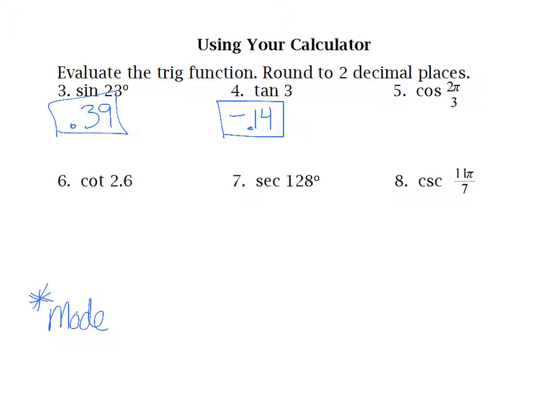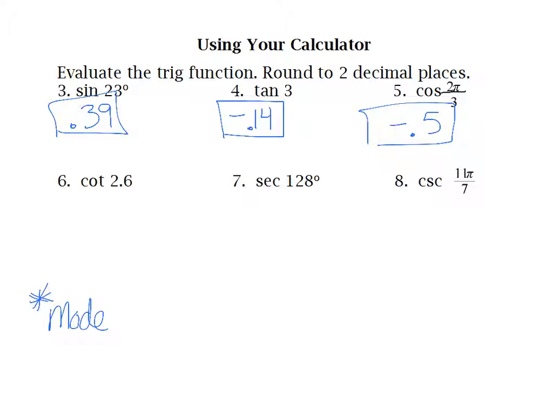Number 5, this one's also in radian mode. That's supposed to be a little fraction. Sometimes that fraction bar doesn't show up for me. 2 pi over 3. I'm just going to press cosine, and then in my calculator, 2, always use the pi button, divide it by 3, and I end up with a negative 0.5. That comes out nice and clean. Not very many of them do. That one does.